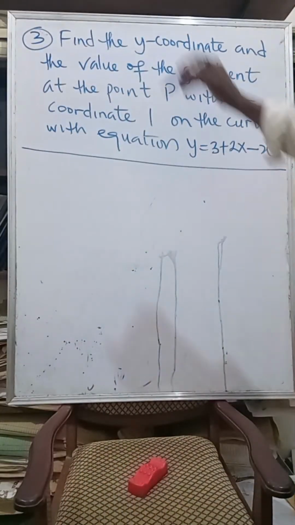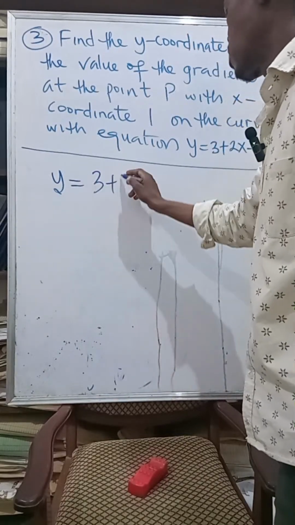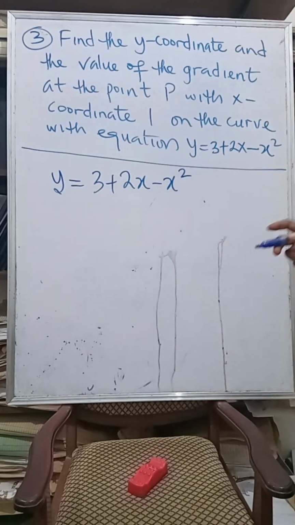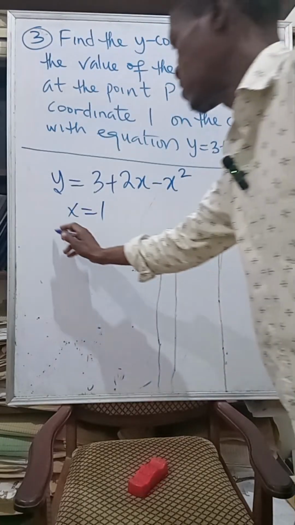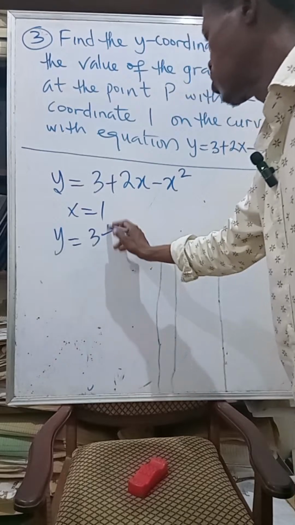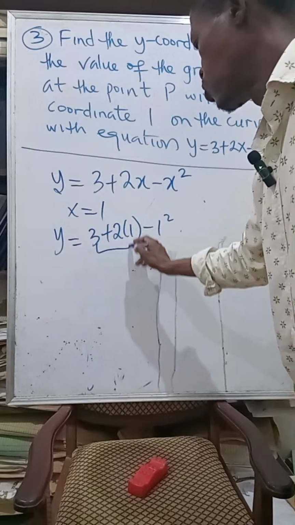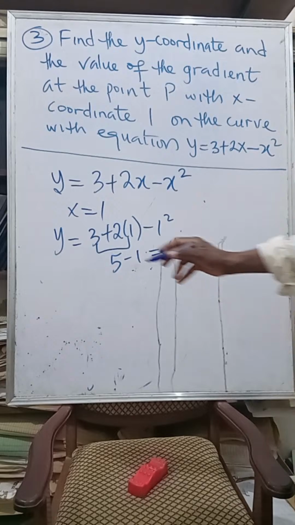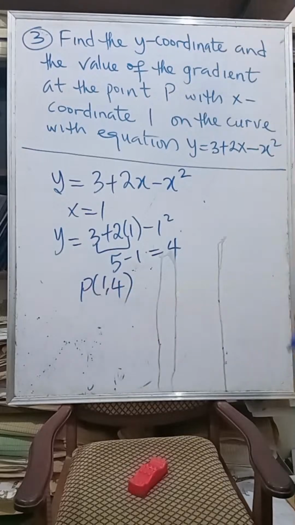Find the y coordinate. We have the y equation as 3 plus 2x minus x squared. We're given x is equal to 1. Plug that in. That'll be 3 plus 2 times 1 minus 1 squared. So this will be 5 minus 1, and that's 4. So the point P now is 1 comma 4. When x is 1, y is 4.